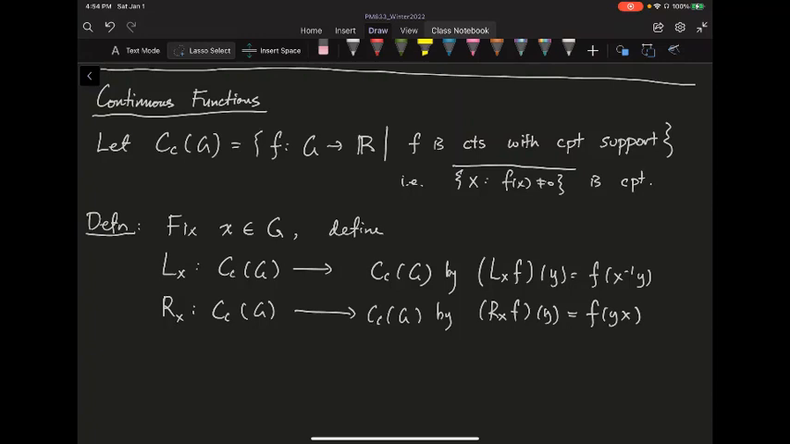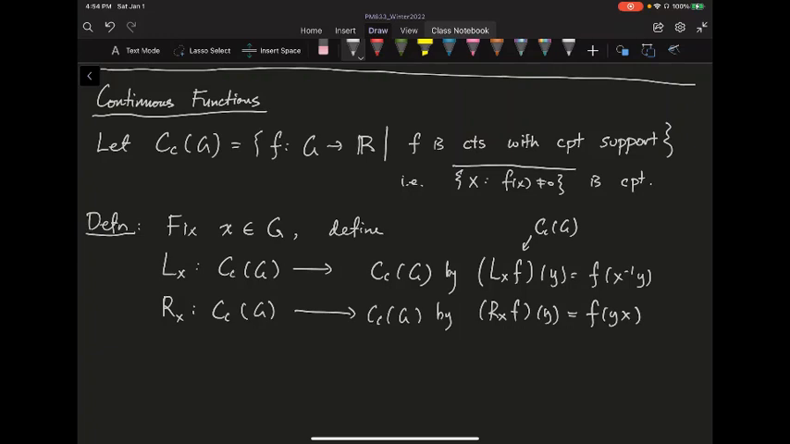Two things that we usually do is the translation map. Suppose I have a fixed x inside G, and let's define the left translation, L_x, to be a map from C_c(G) back to itself. Basically, I take a function f from C_c(G), and after I translate it, when I evaluate at a point y inside G, I evaluate my function f at x inverse times y.